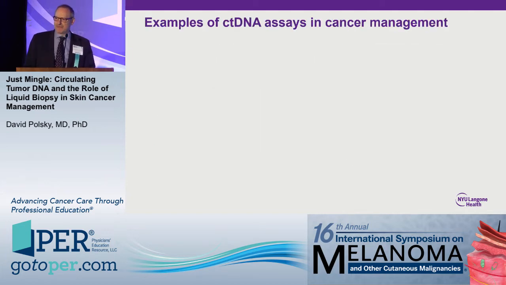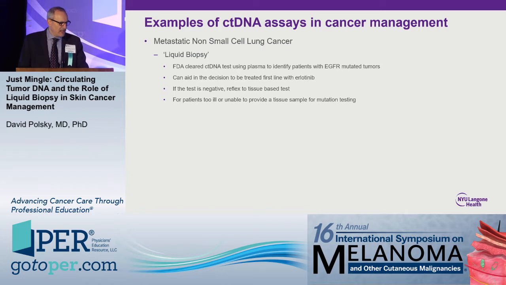So it's really moving quite rapidly, I would say, in many cancer types. I just want to give you two examples outside of melanoma. In metastatic non-small cell lung cancer, the concept of liquid biopsy, which is basically taking a blood test to figure out what's going on in a solid tumor without actually getting the tissue. There's actually an FDA-cleared ctDNA test, circulating tumor DNA test, using plasma to identify patients with EGFR mutated tumors. And this can aid in the decision to treat with erlotinib first line.